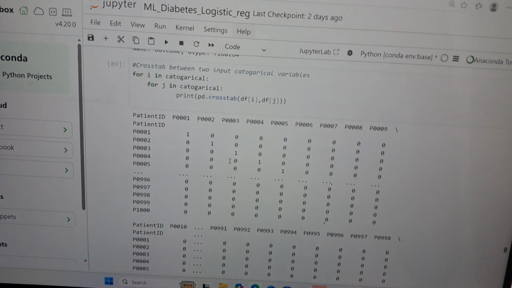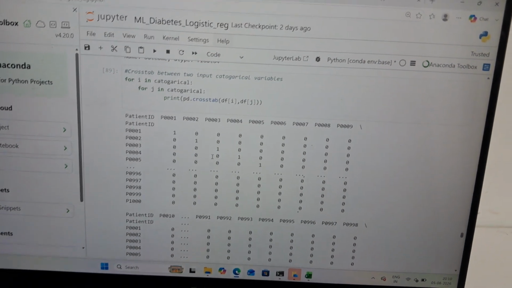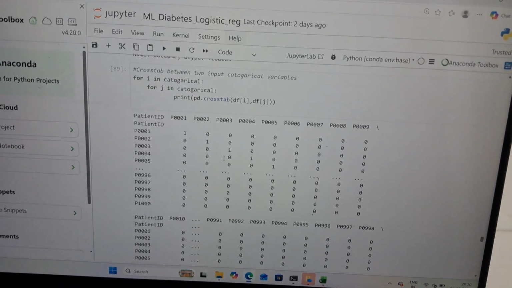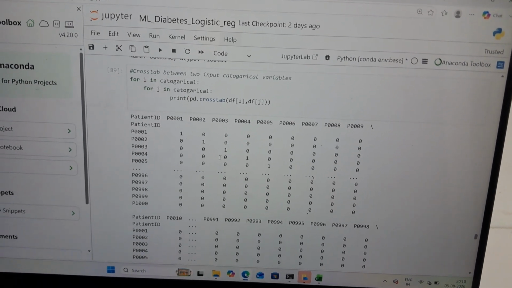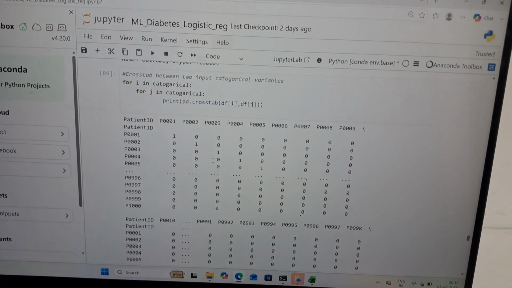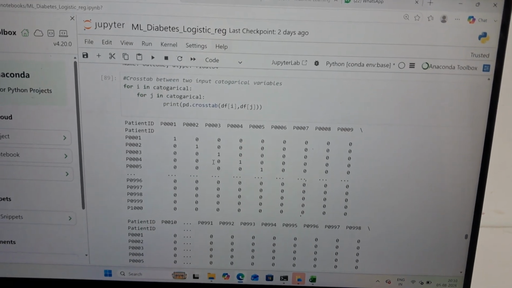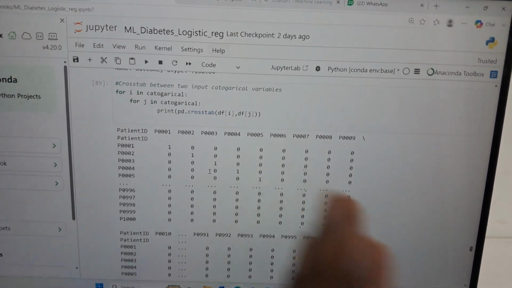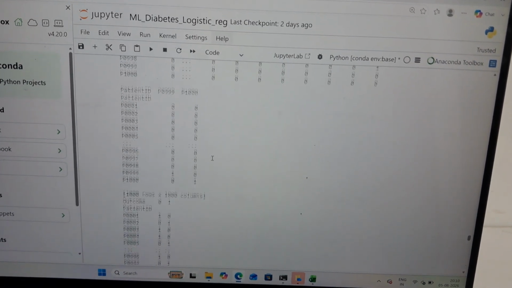And crosstab, so correlation is to find the relation between two numerical data. Crosstab is to find the relation between two categorical data. Between two categorical data, it will find the relation.